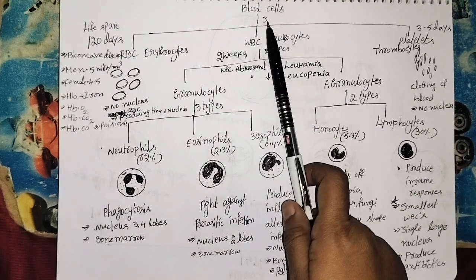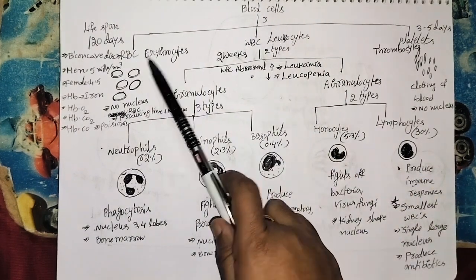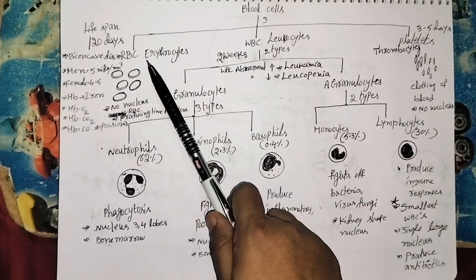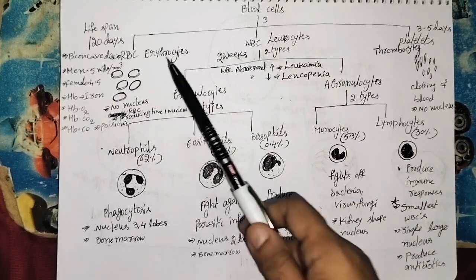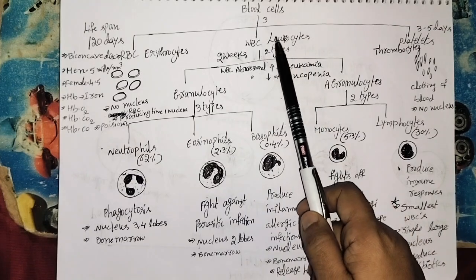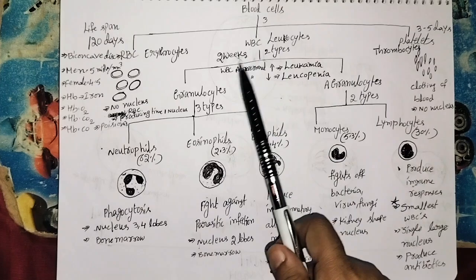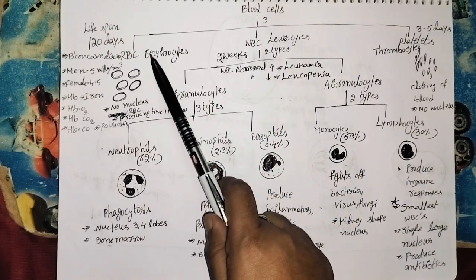How many types of blood cells? 3 types: red blood cells, white blood cells, platelets. Red blood cells are also called erythrocytes, white blood cells are also called leukocytes, and platelets are also called thrombocytes. First we learn red blood cells.